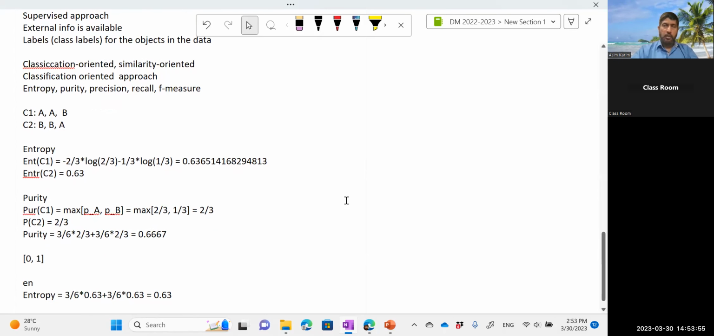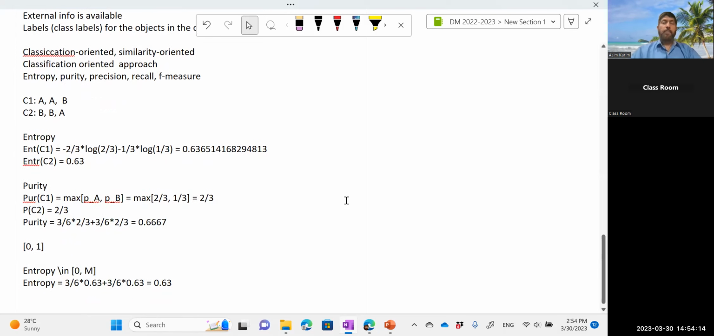And the entropy would typically lie from 0 to a large value, infinity in general. Although there is some upper limit, not necessarily infinity, some value n.